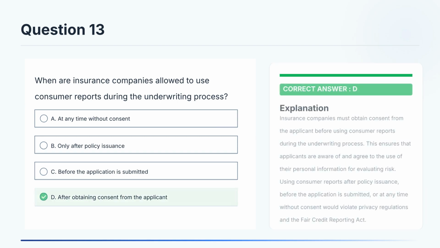The answer is D. After obtaining consent from the applicant. Insurance companies must obtain consent from the applicant before using consumer reports during the underwriting process. This ensures that applicants are aware of and agree to the use of their personal information for evaluating risk. Using consumer reports after policy issuance, before the application is submitted, or at any time without consent would violate privacy regulations and the Fair Credit Reporting Act.